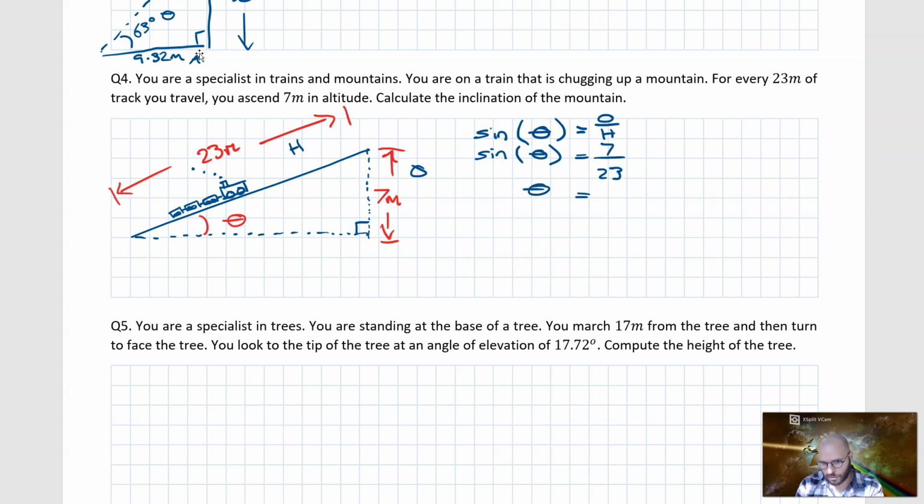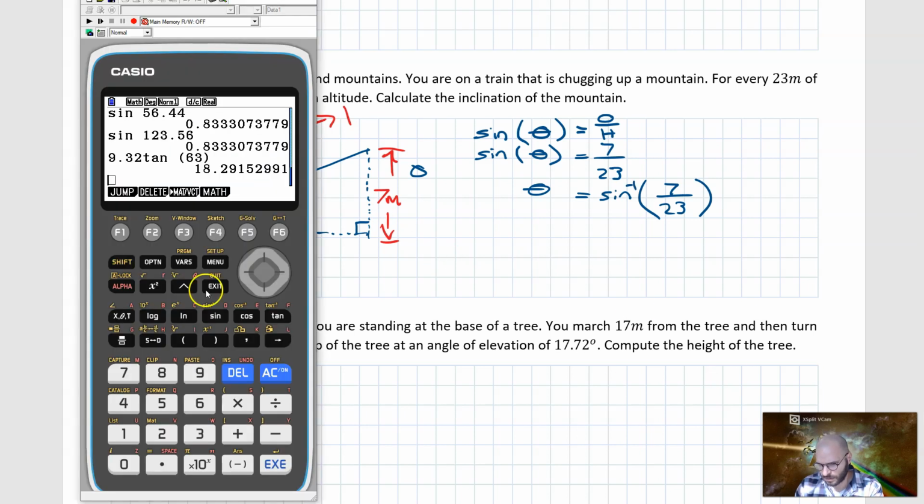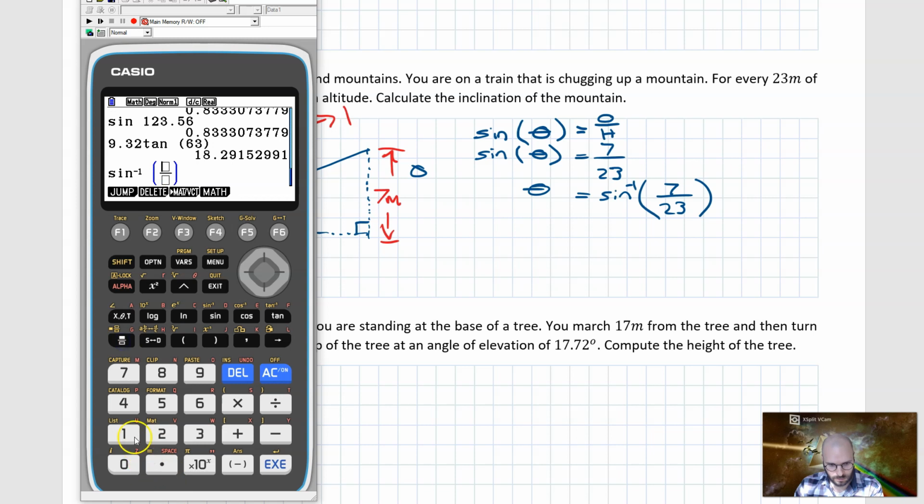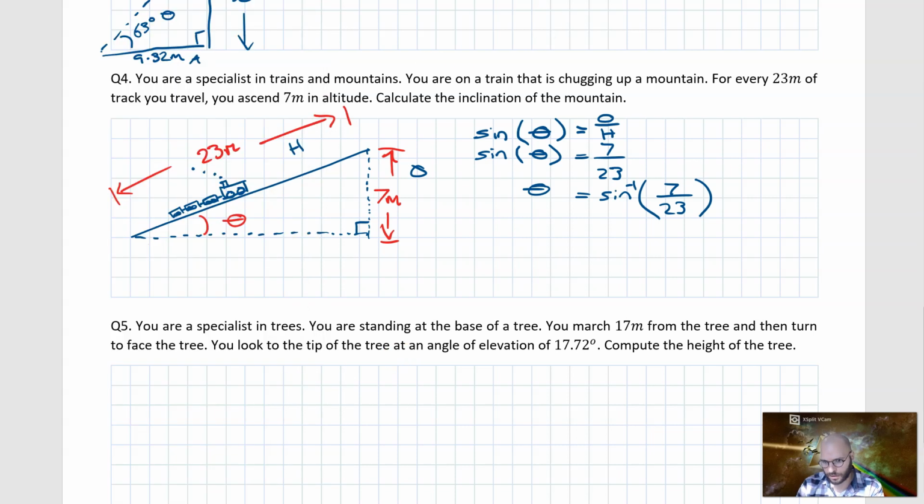Then solving for theta, we get the inverse sine of 7 over 23. We put this in our calculator and get 17.72 degrees. So the angle of inclination for the mountain is 17.72 degrees.